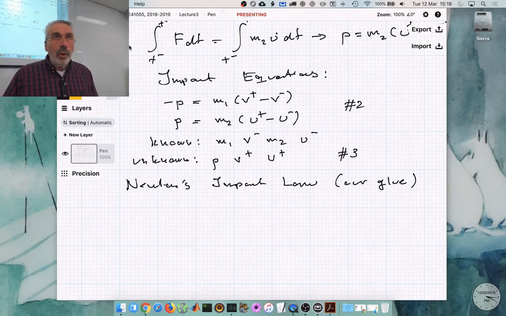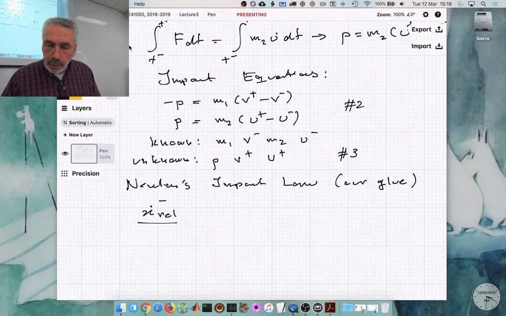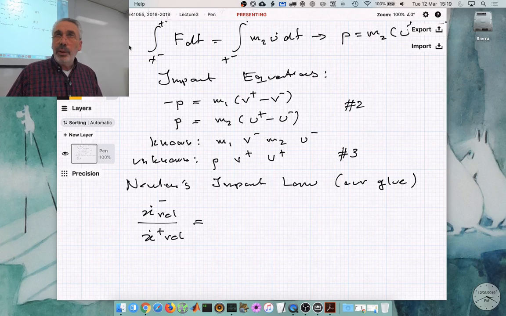is that the velocity by which they approach, so let's say x dot relative, minus, divided by the relative velocity after impact, this is always a constant. Now, if you lose stuff, probably this one will be higher than this one, right? Or is it the other way? Oh no, the approaching one will be higher than the separating one.